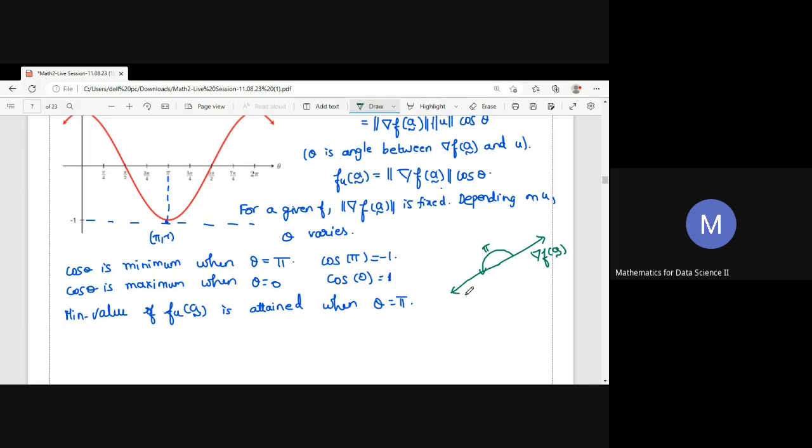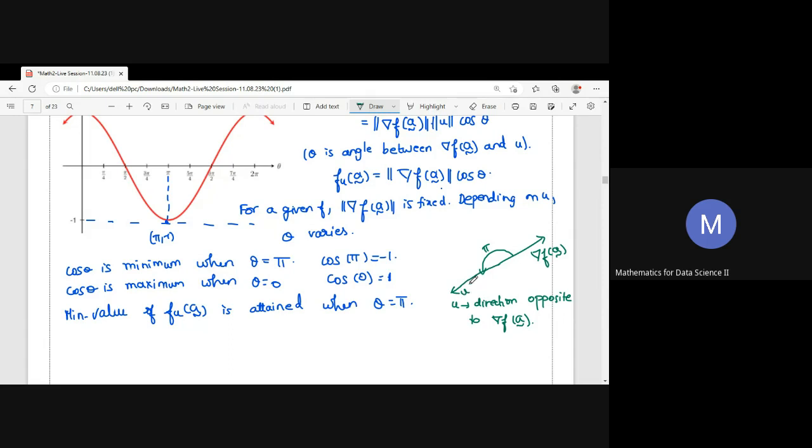At u, you have the vector u. It means u is in the direction opposite to del f of a tilde. If it is making an angle pi, it is in the direction opposite to del f. So they both lie on the same line.